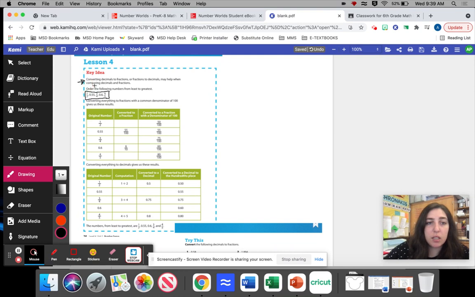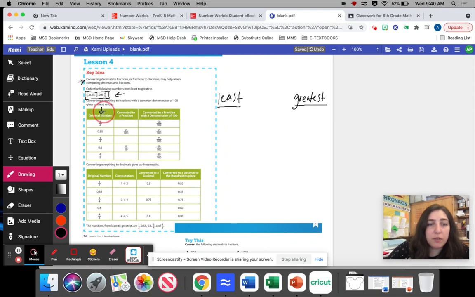Okay, so let's read the directions at the top. Converting decimals to fractions or fractions to decimals may help when comparing decimals and fractions. So the reason we're doing lessons 2 and 3 is because it's going to help us with this lesson to compare decimals and fractions. So we need to order the following numbers from least to greatest. So whenever ordering, we're going to put least on one side and greatest on the other side. And you can always write this on your paper so that you remind yourself, okay, I need to order from least to greatest. So the smallest numbers are going to go over here and the biggest numbers are going to go more towards the right side.